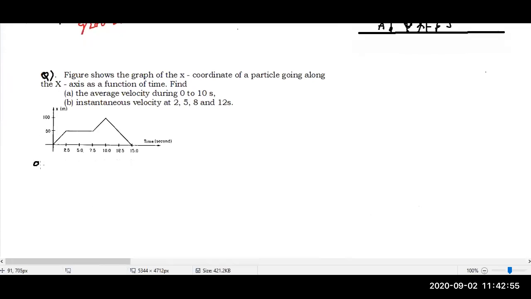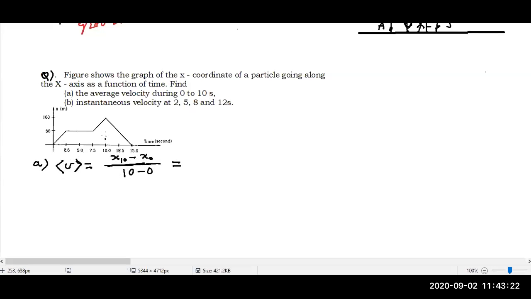So for finding average velocity, what we are going to do is total displacement by total time between 0 to 10 seconds. So the position at 10 second minus position at 0 second, that will be displacement, divided by 10 minus 0. So this is the thing which we are going to do for part A, the average velocity. Average velocity is indicated by this kind of symbol. Okay, so x10, the position at 10.